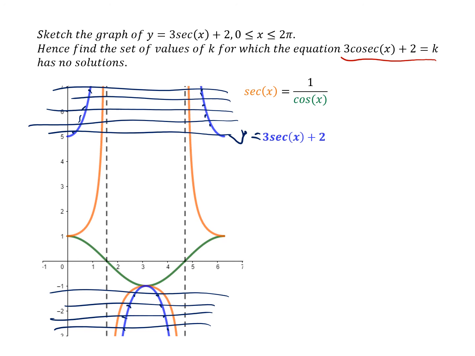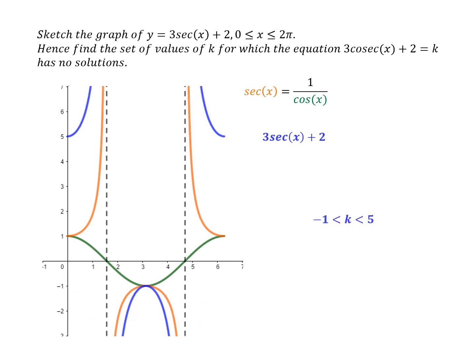So the values of k, or the values of y, which are not coming out of the graph of 3 sec x plus 2 are the values of y in between. So anything less than 5 and bigger than -1, those are the values of k that we don't get out from our 3 sec x plus 2. So therefore the answer to the question is k is between -1 and 5, not equal to -1 and not equal to 5. Okay, a little bit of a tricky thought process there, but hopefully you understood what I was trying to say.